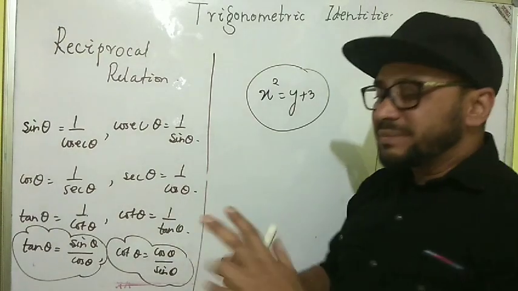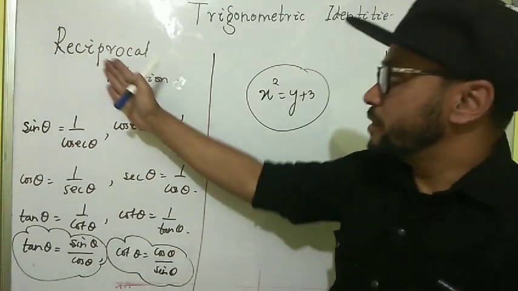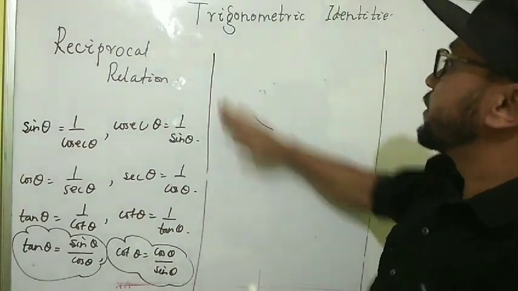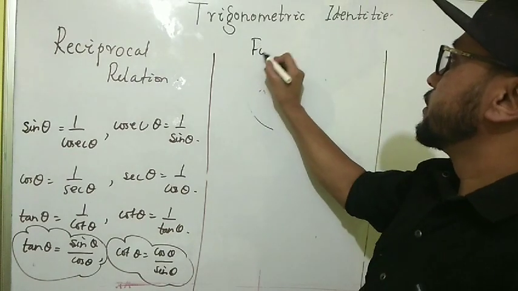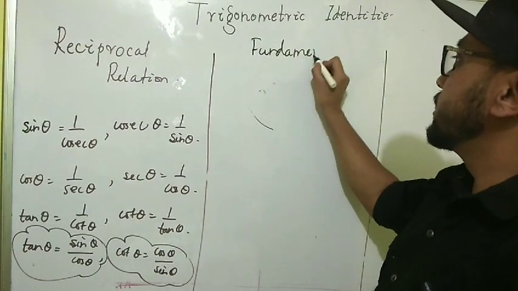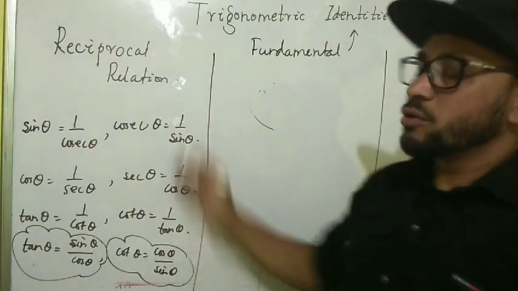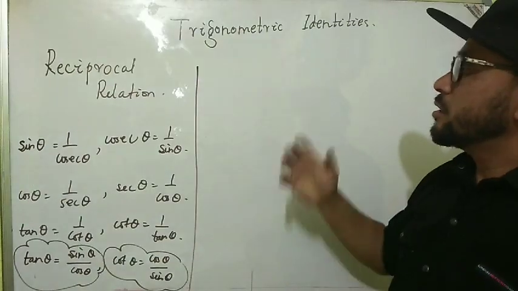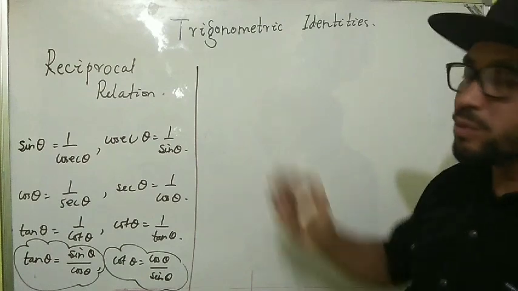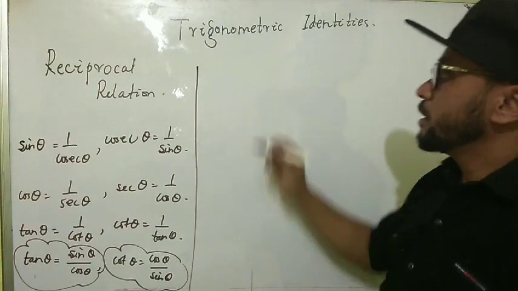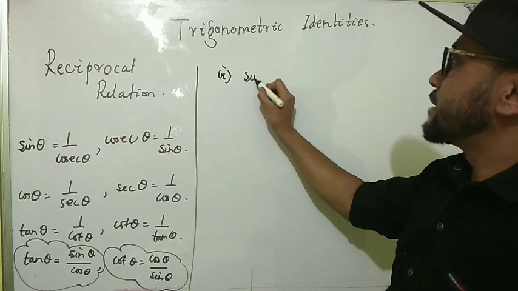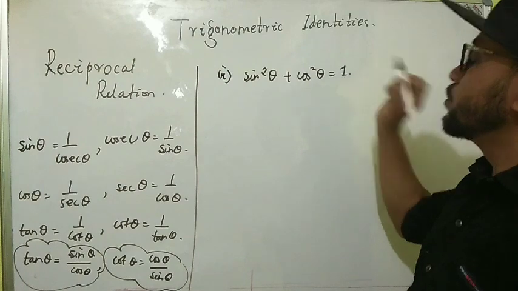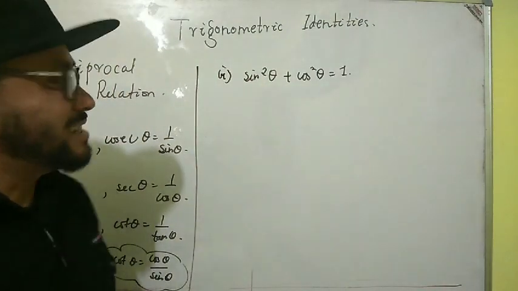But it's divided into two parts. We have reciprocal identities, these are called reciprocal identities, and another one is fundamental identities. All are identities actually, but these are called reciprocal identities. Now let's discuss the fundamental identities, which are called the trigonometric identities. The first one is sine square theta plus cos square theta is equal to 1. So this is the first trigonometric identity.